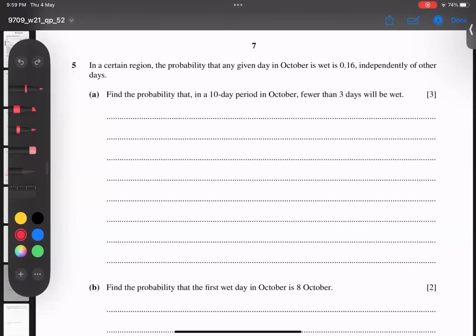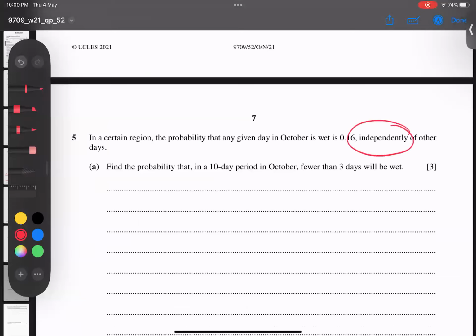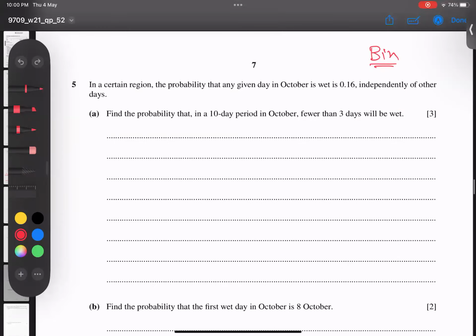In a certain region, the probability that any given day of October is wet is 0.16, independent of the other days. Find the probability that in a 10-day period in October, fewer than 3 are wet. So independent is a key point for understanding binomial, when one probability is not depending upon the other. So this is called binomial. It's behaving like a constant probability.